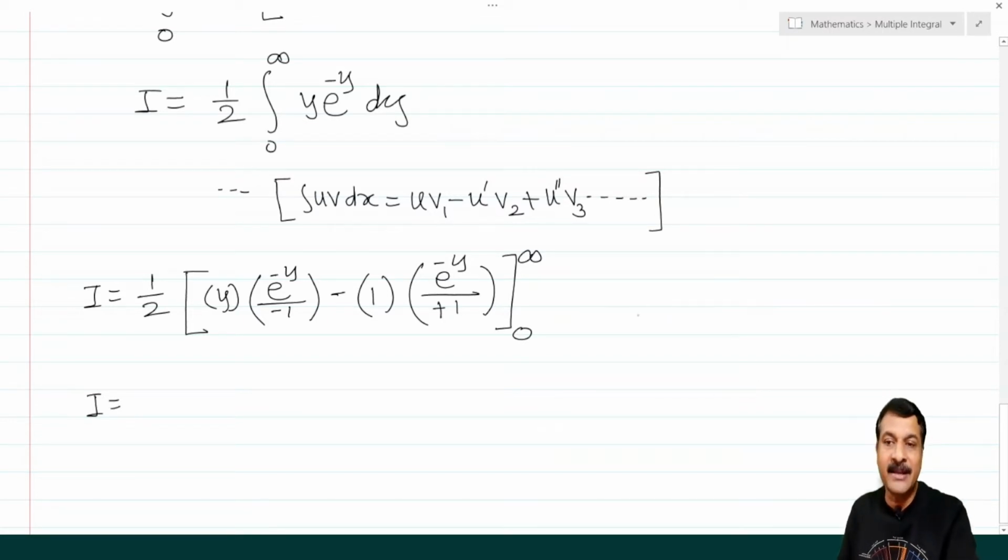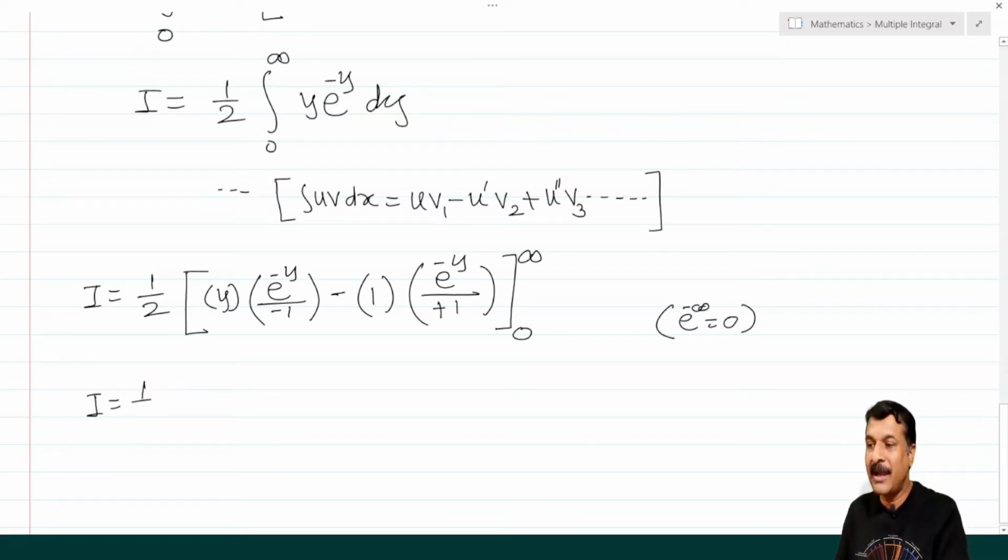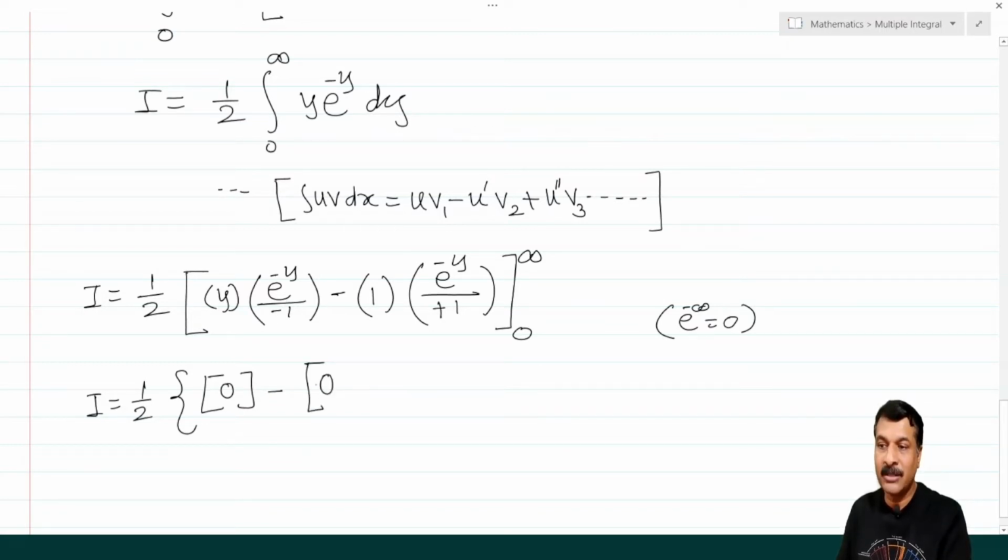Don't forget the standard value: e raised to minus infinity is 0, and that is why I am getting here the upper limit e raised to minus infinity. So both contain it, so I am getting 0 minus the lower limit. y is 0, so I am getting 0 here, and here minus e raised to 0, it is 1, so I am getting 1. So simplify, and I get I equal to 1 by 2, which is your required answer, meaning the required integral value.